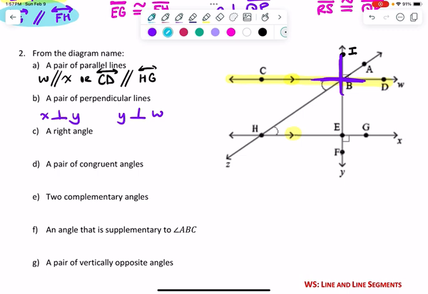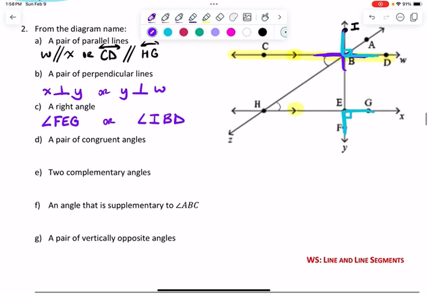Okay, next, I'm indicating a right angle. A right angle, just like perpendicular lines, will have that small square there. Both of these are right angles. And I'm going to label them using the 3-angle method because otherwise it would be too ambiguous, too vague. So I have angle FEG as the right angle. Or you might have also had angle IBD. And again, the order doesn't matter as long as the vertex is in the middle.